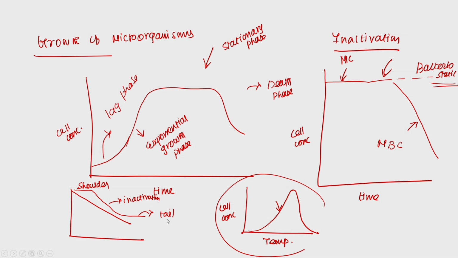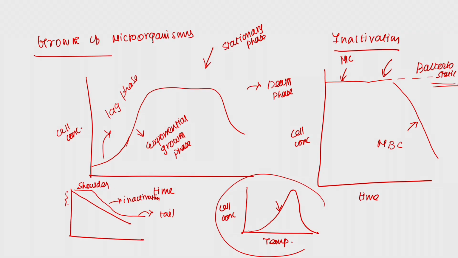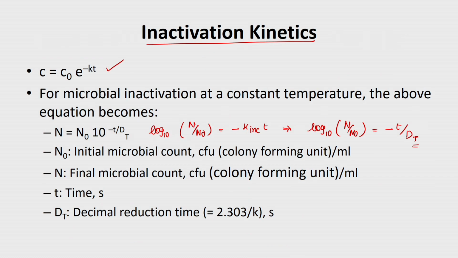The shoulder is nothing but this: if the organism is heat resistant, it will not immediately decrease, right. So you will not get an immediate reduction in the number of viable cells. There will be a constant period, which is called the shoulder, and after that the inactivation happens. It may not be linear, and a tail means the microorganism learnt how to resist the heat, right. So these are also possible, but what we have discussed in this course is only the linear inactivation of microorganisms, right.